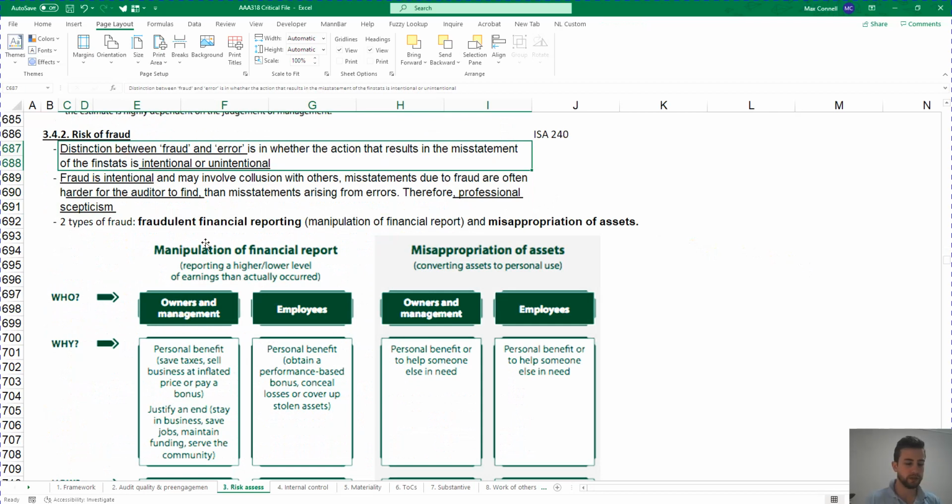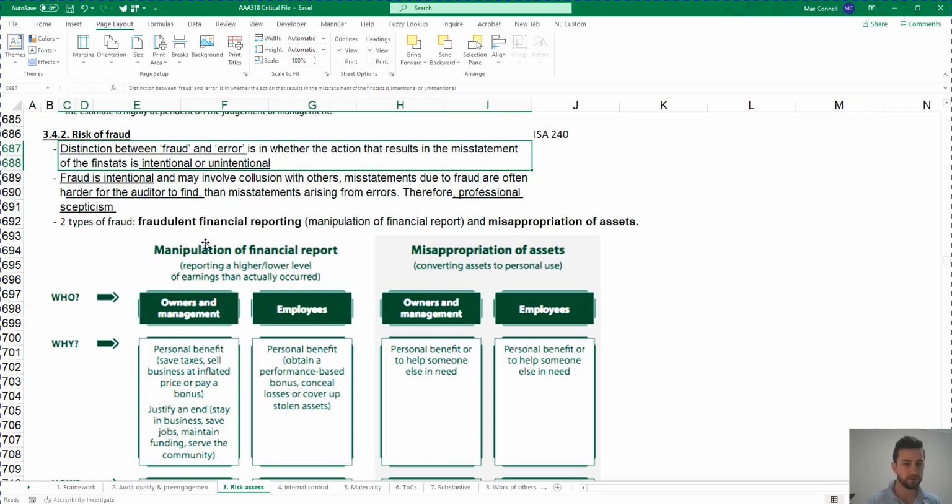So there's an important distinction between what is fraud and what is error. I kind of touched on this before. It comes down to intention. If the misstatement in the fin stats is intentional, it's fraud. If the misstatement is unintentional, it's an error. But the requirement of both is there is actually a misstatement. So fraud is intentional, may involve collusion with others, and therefore it's often harder for the auditor to find, which is why the concept of professional skepticism arises.